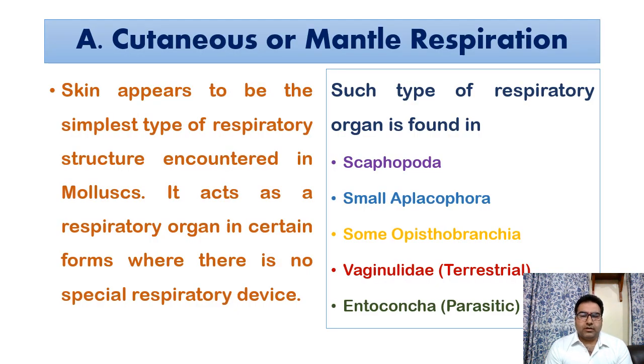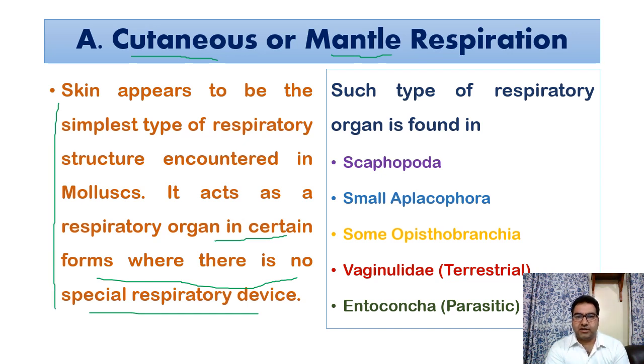Now we shall be talking about the main organs of respiration in the case of mollusca. The first of them is the cutaneous respiration or the mantle respiration, which takes place in certain mollusks, wherein they respire with the help of the skin or the mantle. The skin appears to be the simplest type of respiratory structure encountered in mollusks. It acts as a respiratory organ in certain forms where there is no special respiratory device. So in those molluscans where there is no special respiratory device, this cutaneous or mantle respiration takes place.